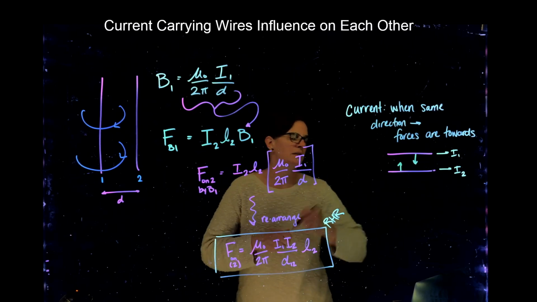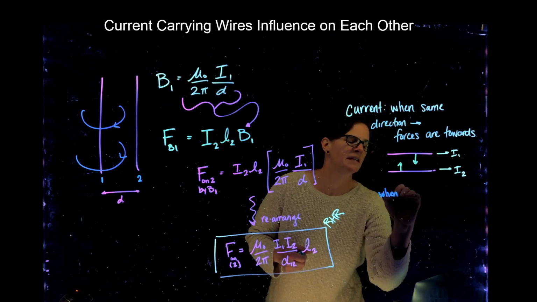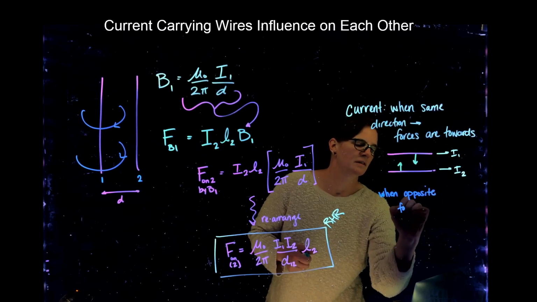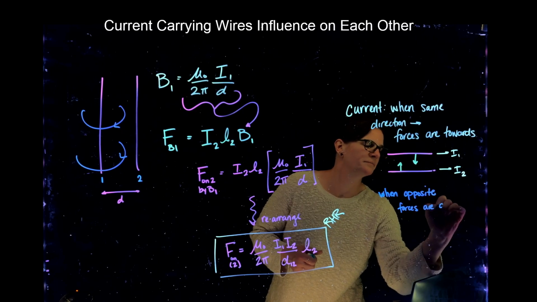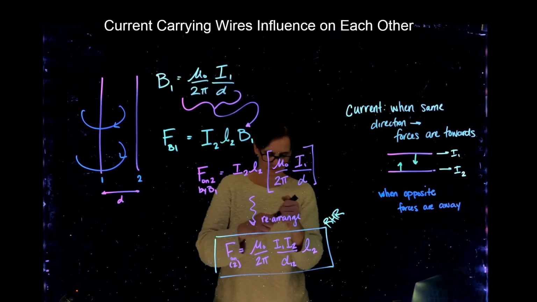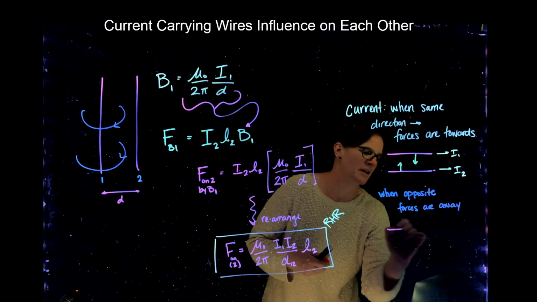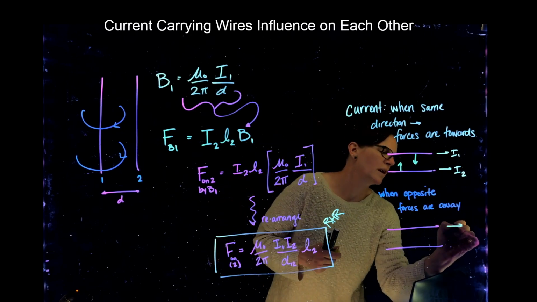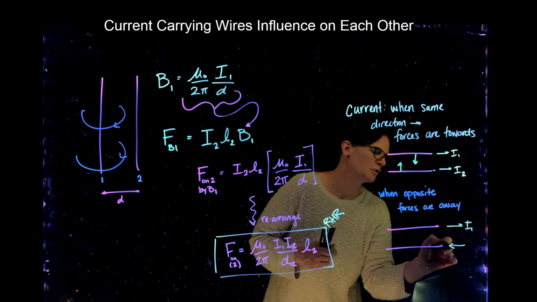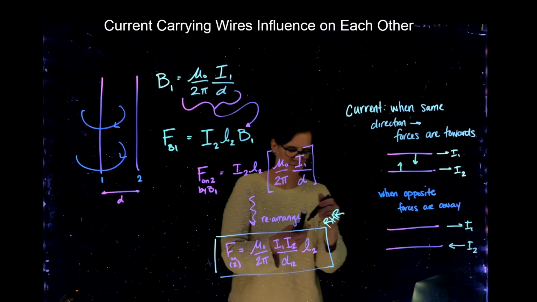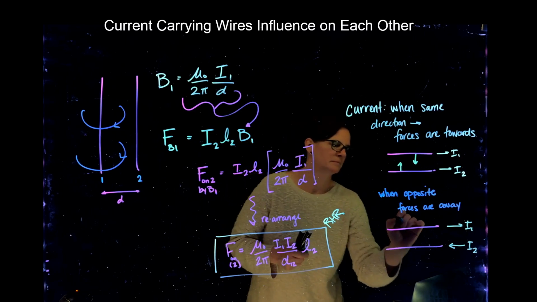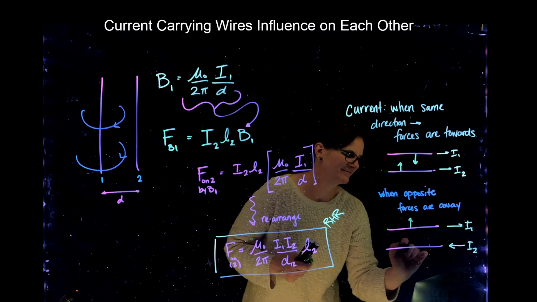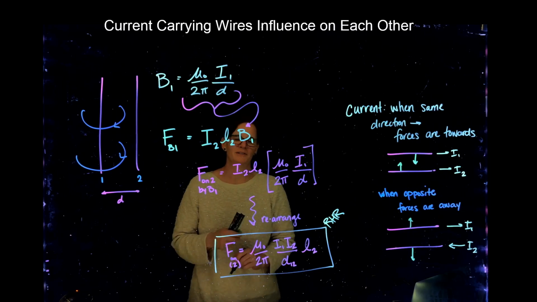Conversely, when the currents are opposite, the forces are away. So again, my two wires. If current 1 is in this direction, but current 2 is in this direction, the forces they experience are in opposite directions.